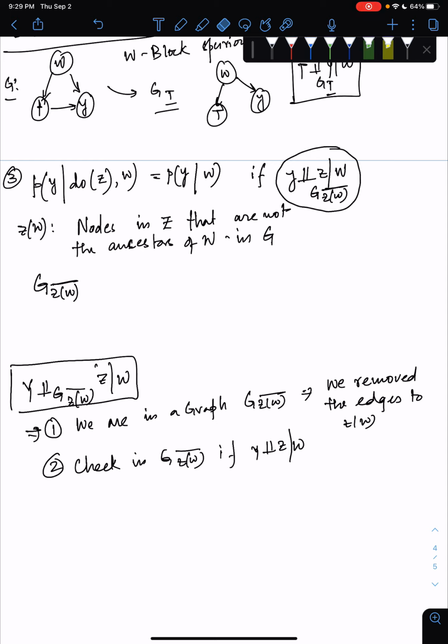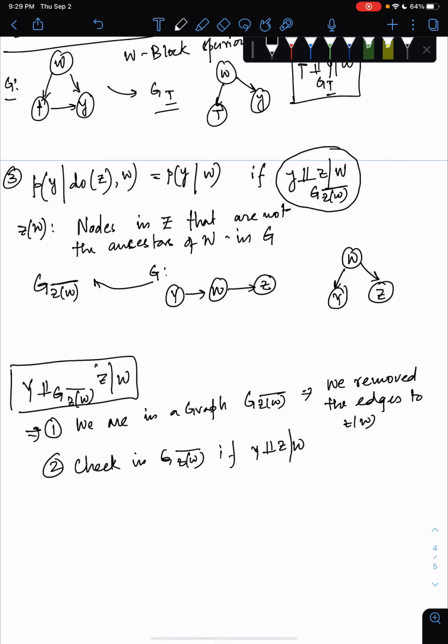So how can these two things be possible? If my original graph G is something like this, with W, Z and Y, where W is in the middle of a causal chain or W is in the middle of a fork. Now we have to go from this graph to this graph. This is step one.